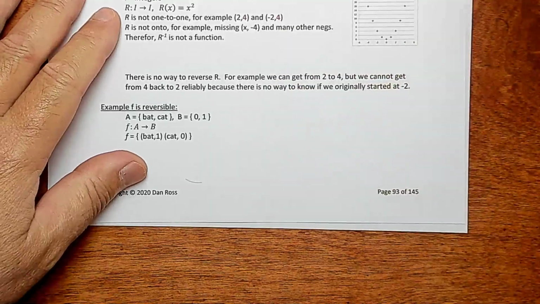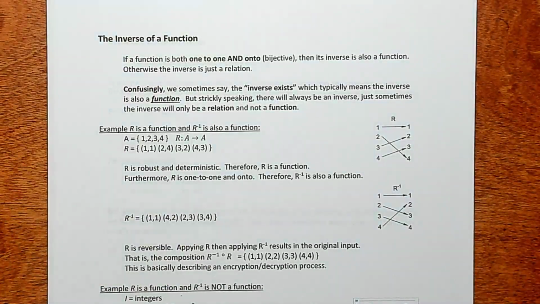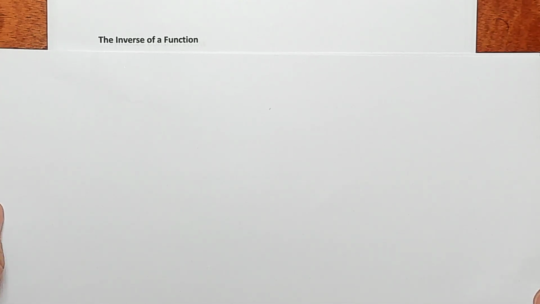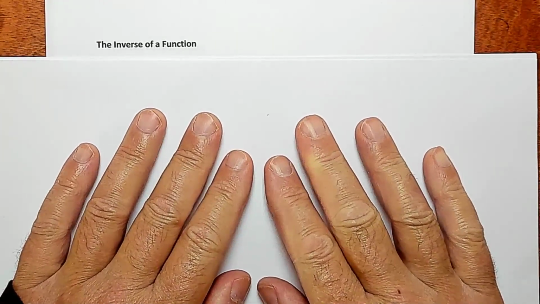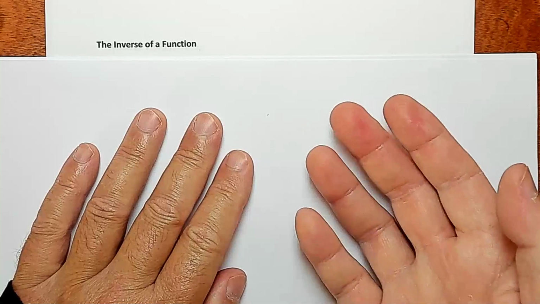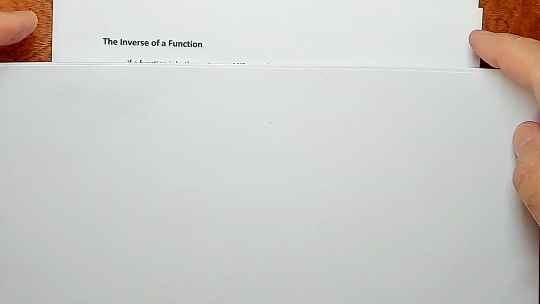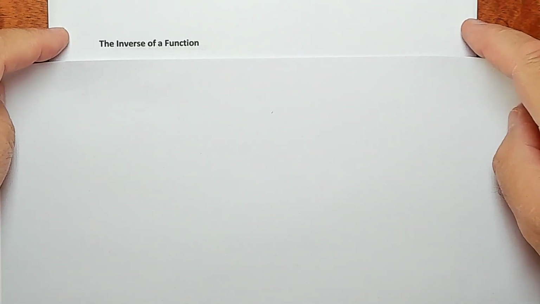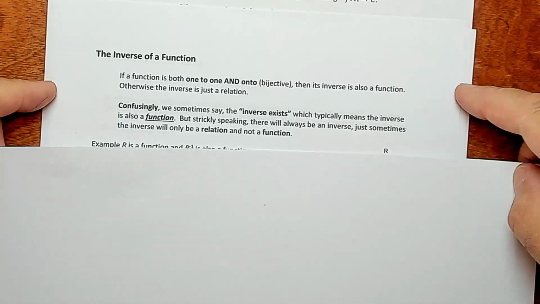Okay. A couple other things. We've got the inverse of a function. Okay, look, there's a little bit of confusion here, a little bit more confusion talking about the inverse of a function. So a function is a special kind of relation. Now you can always take the inverse of a relation. You just get another relation. But what we're talking about here is when you take the inverse of a function, is that inverse a relation or is it another function? That's what we're trying to get at here.